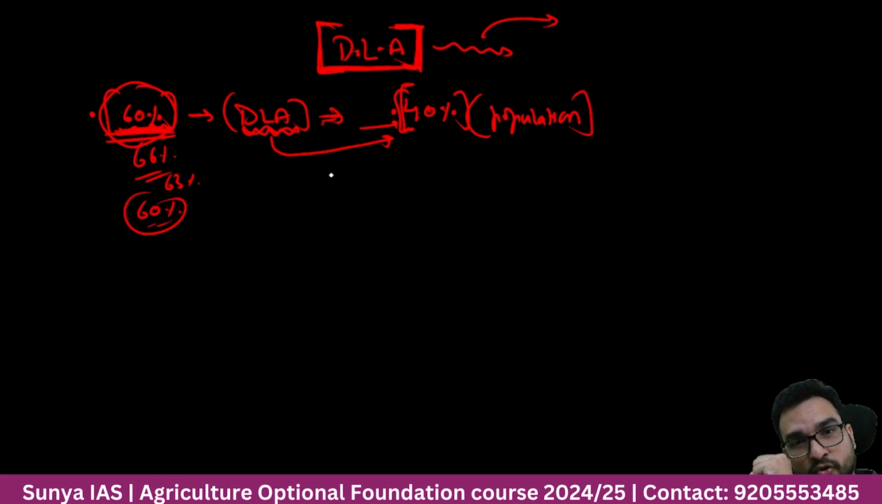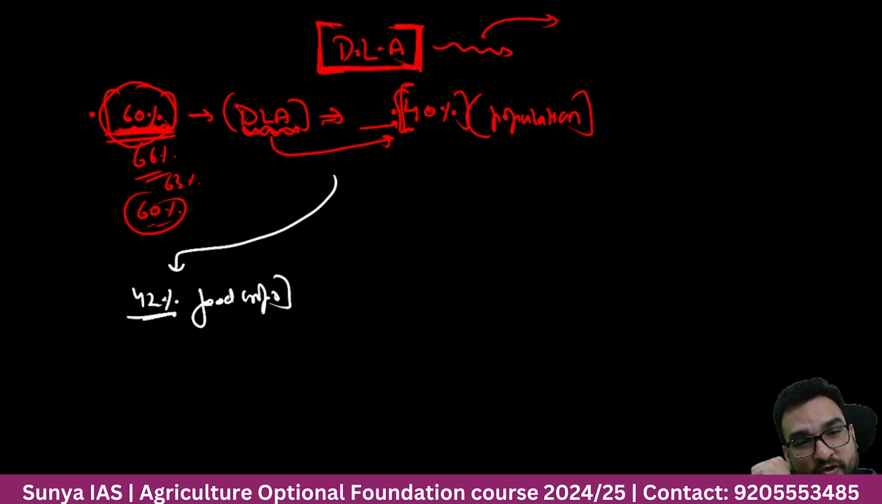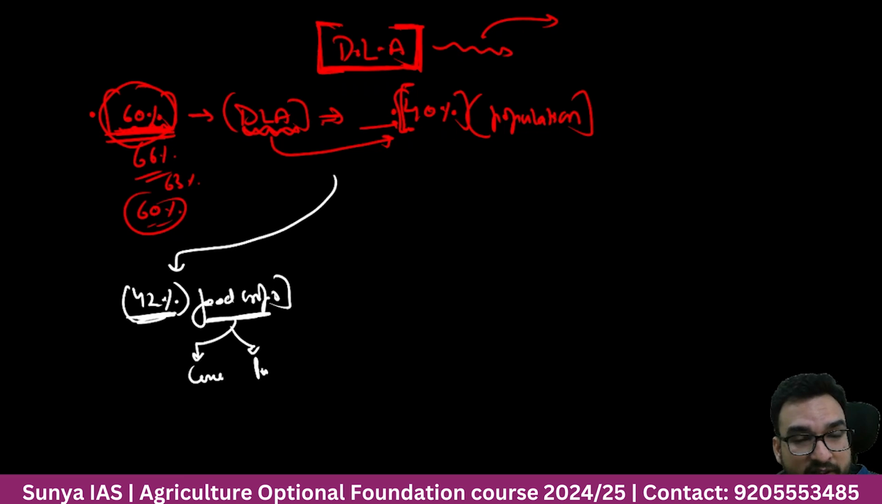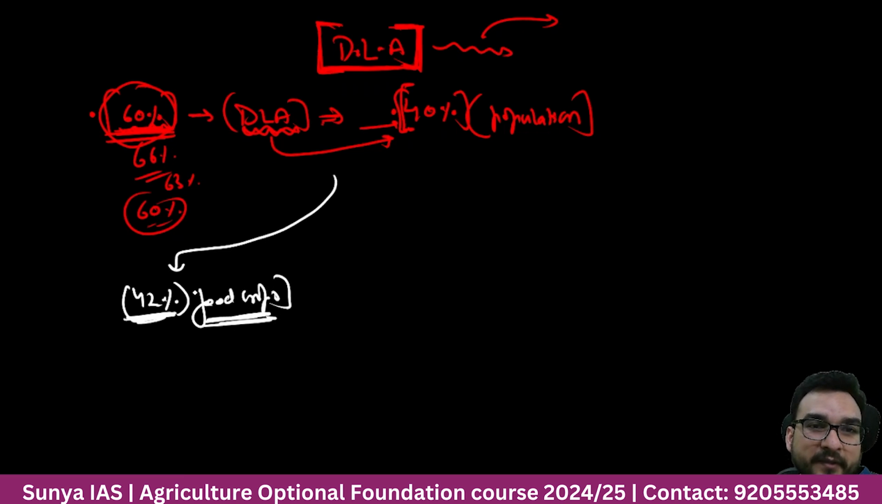Also the importance grows when you will see that 42% of food crops. Guys, I am writing this 42%. I want you to remember it forever. This should be fixed, rectified by you. 42% of the food crops. And if you have seen my agronomy lectures, I have told you that under food crops come cereals and pulses, right? So we are getting 42% of food crops from DLA, dryland agriculture.